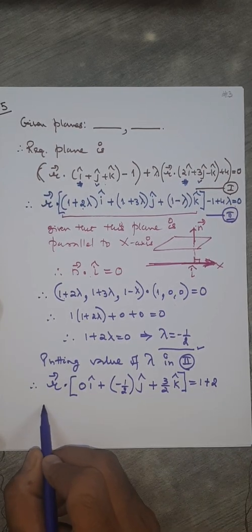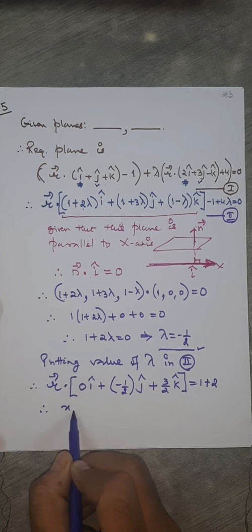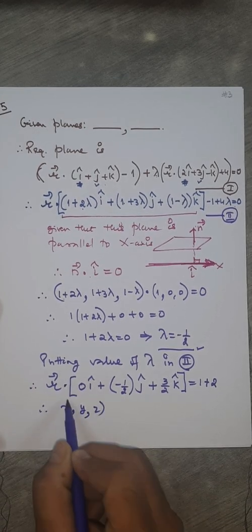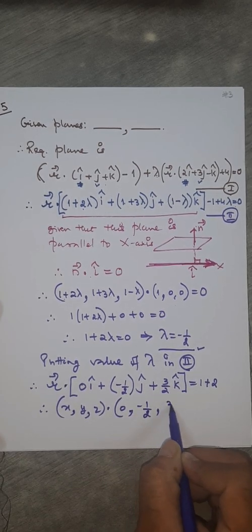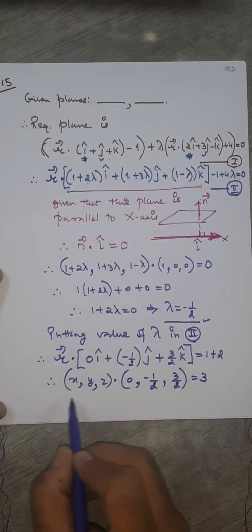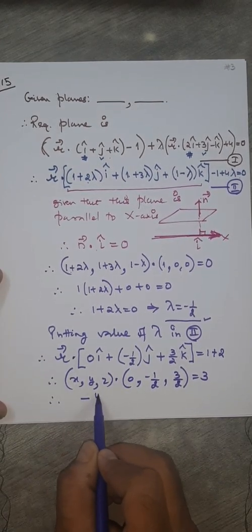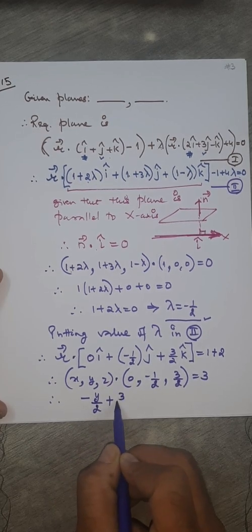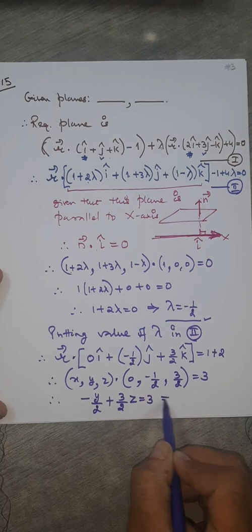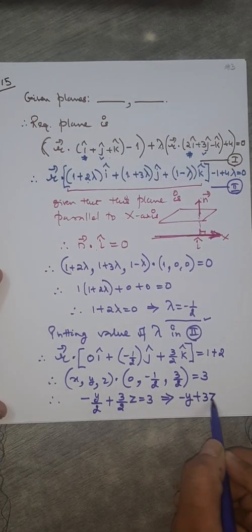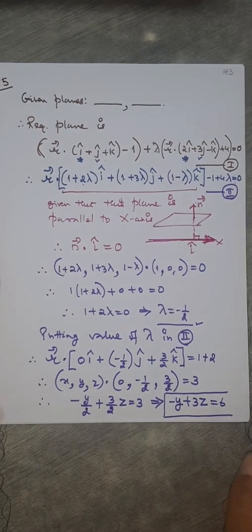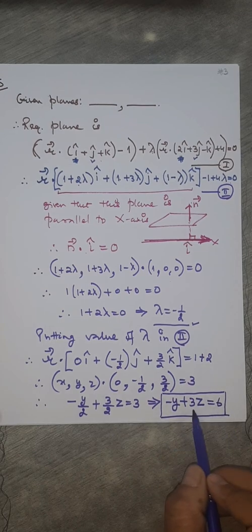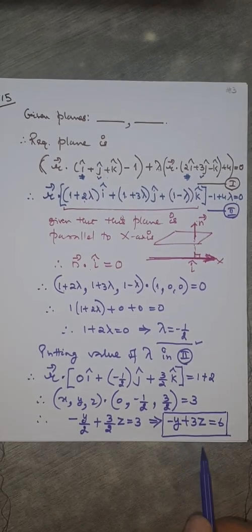Okay, so here I can write x, y, z. Vector r means x, y, z dot 0, comma, minus 1 by 2, comma, 3 by 2 equals 3. So just take the dot product: 0 into this, minus y by 2 plus 3 by 2 into z equals 3. So I'll get minus y plus 3z equals 6. This is the required plane. Obviously the plane has to be like this because this plane is parallel to the x-axis, so the x variable must be absent here.